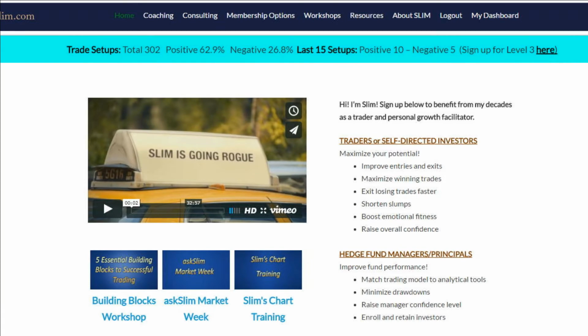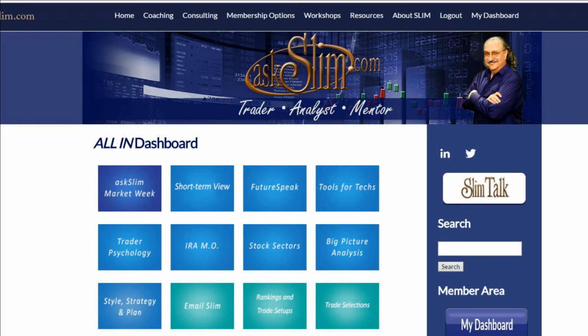Where I want to take you now is to our dashboard. You can see up in the top there's a lot of different navigation, and there's the dashboard right there, which our members have access to. When I click on dashboard, it's going to take you into the dashboard, and you will see a lot of different tiles, as we call them. The first tile right over here is the Ask Slim Market Week, which is our level 1. Everybody who's a level 1 member gets access to our archive in the Ask Slim Market Week, and there are new things coming in there.